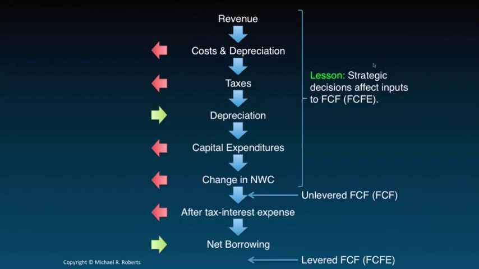So strategic decisions. A useful way to think about strategic versus financial decisions is that strategic decisions are going to affect the inputs to free cash flow, and free cash flow to equity, but they're impacting here, right? Strategic decisions are going to affect our market share and our revenue. They're going to affect our cost, our investment decisions, our operations, inventory and the like. All of these strategic decisions are going to impact our unlevered free cash flow and ultimately our levered free cash flow.